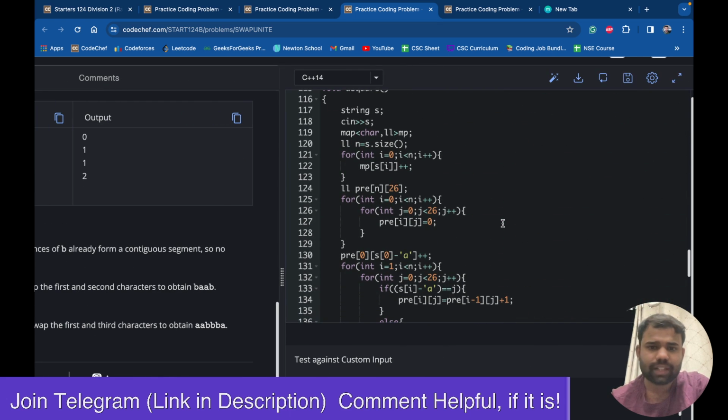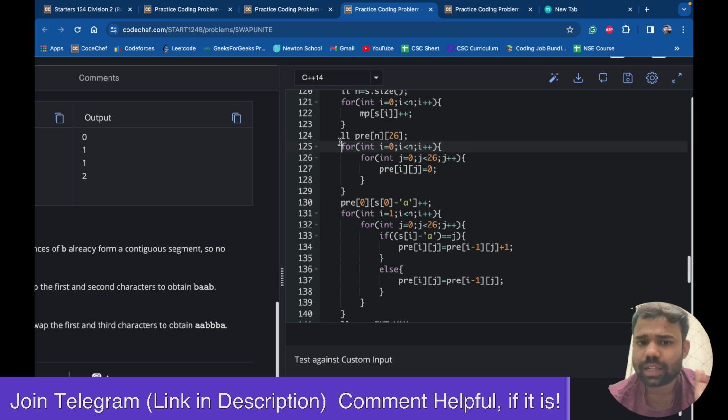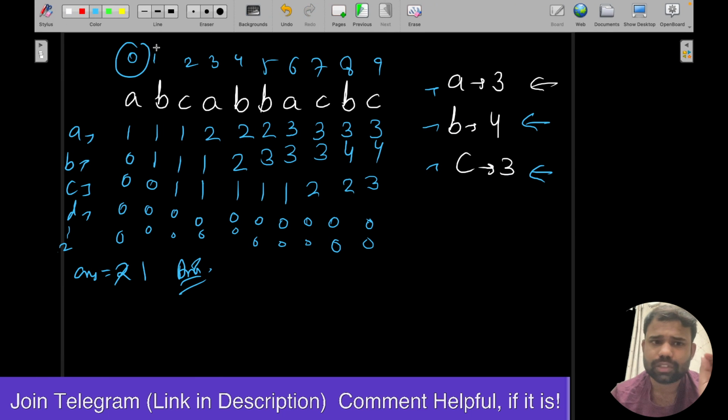So what I have done here is, first of all, I've taken a map. In that map, I'm storing the frequency of each character. Now I'm creating this prefix array of size n, the whole size of this string, for each of the 26 characters. It's a 2D array. Initially, I'm making all the values 0. For the 0th position, I'm doing s of 0 a plus plus. Basically, at the 0th position, whatever is the index, it got increased.